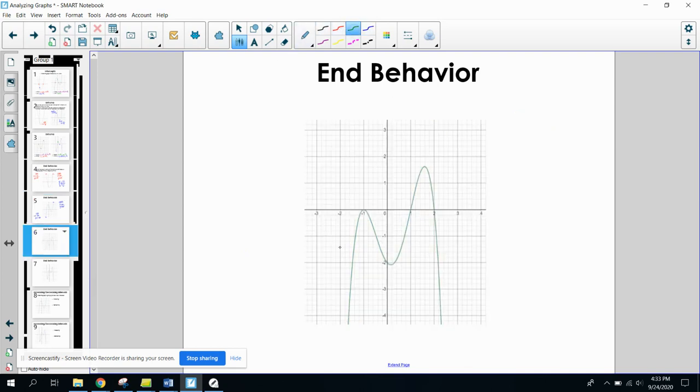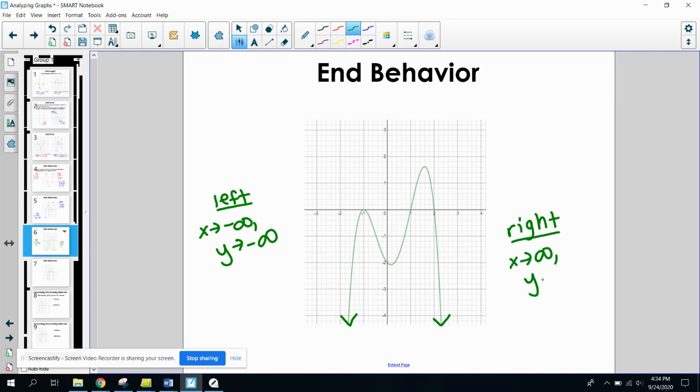Okay, let's try another one. Again, I'm going to draw in these arrows. So we have the left end. Here in this left end, again, we're in that third quadrant. X is negative and y is negative. So x approaches negative infinity as y approaches negative infinity. And on the right end, we're in the fourth quadrant. In the fourth quadrant, x is going to be positive, y is going to be negative. So x approaches positive infinity as y approaches negative infinity. So as x gets more and more positive as it keeps going to the right, the y's are going to get more and more negative as it's going down.